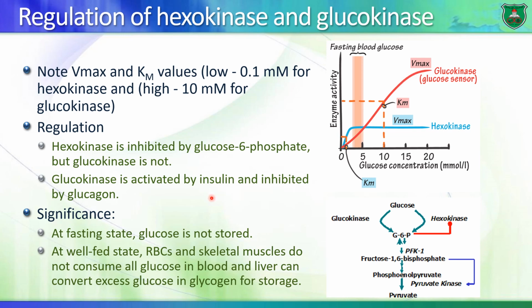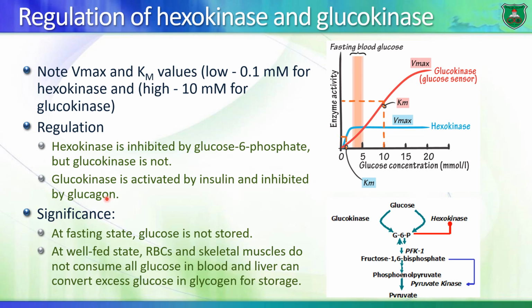Now, if glucose 6-phosphate is highly present in muscle tissues, it means that there's a lot of sources of energy, that's glucose 6-phosphate, and hexokinase is inhibited, so that glucose is not trapped in muscle tissues, and it can be kept again for other tissues and liver as well.